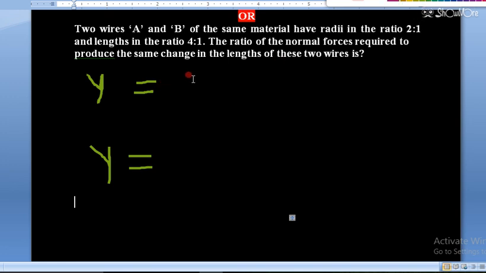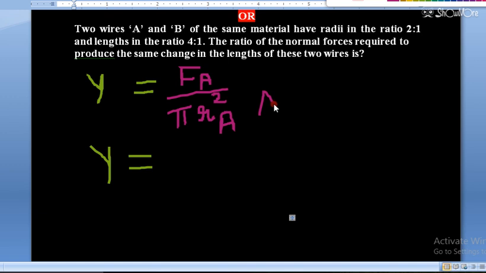So first equation, Young's modulus is equal to force upon area. Now we don't know the area, but we know the ratio of radius. So I am writing here pi r A square. So let's write here FA, force required for wire A, that is FA by area pi r square. So this is stress by strain.